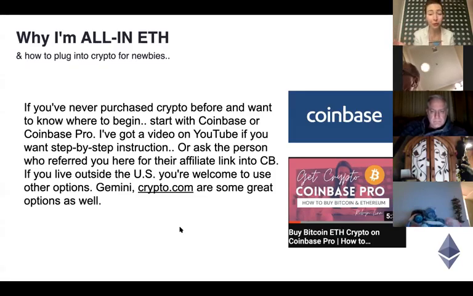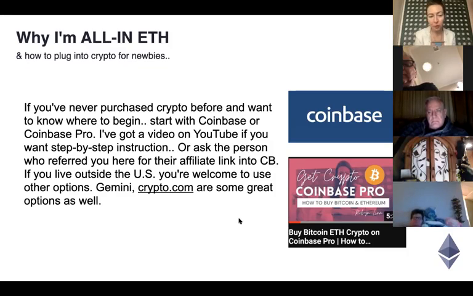Or you could ask the person who referred you here, and you can get their affiliate link, because they give you $10 when people come in and purchase $100 or more worth of crypto. So it has a one-time affiliate payout there, but it's very simple to purchase cryptocurrency on Coinbase, and their fees tend to be a lot lower than others, especially if you can get into Coinbase Pro. And I do have a video there. I try to make it as simple as possible.